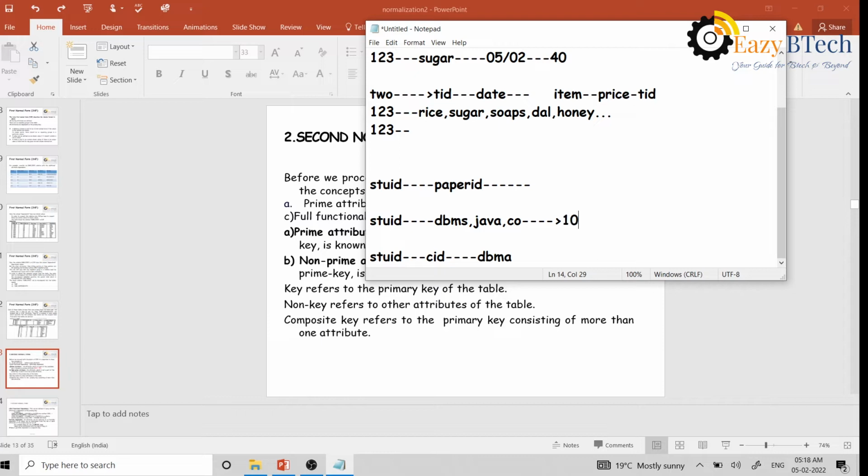For example, 101D is the course ID of DBMS, 101J is the course ID of Java, and 101 CO is the course ID of CO. Based on the course ID we can identify that the particular student writes the DBMS exam today. This is called a candidate key. Candidate key is nothing but a primary key and another non-key attribute. The combination of these is called a candidate key.